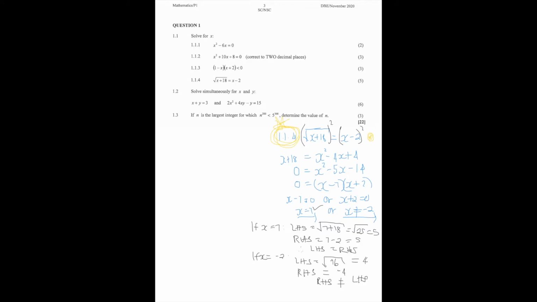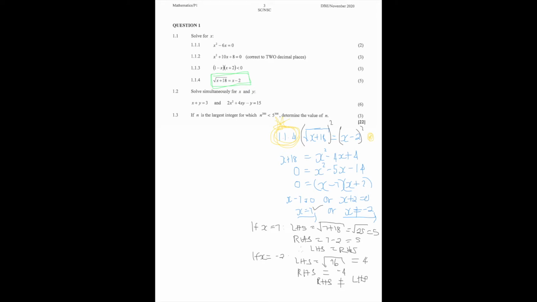Very, very, very important, like I mentioned. If you get an equation where you see that there's a square root, always resubstitute back the answer that you get to see if the left hand side and the right hand side of the equation are equal.